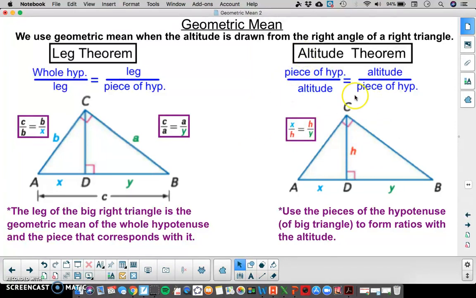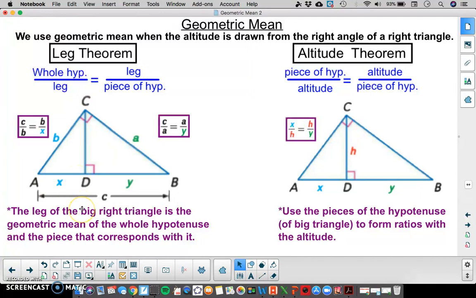We have our altitude theorem, which says that the altitude is the geometric mean of the pieces of the hypotenuse, x over h equals h over y. Piece of the hypotenuse over the altitude equals altitude over piece. Then we have our leg theorem, where we have the whole hypotenuse over the leg, and then the leg over the piece that it corresponds to. So c over a equals a over y. Or if we're looking at the other side of the diagram, c over b equals b over x.